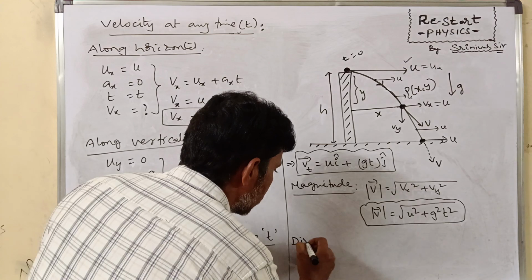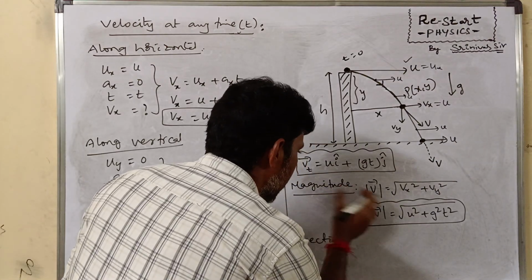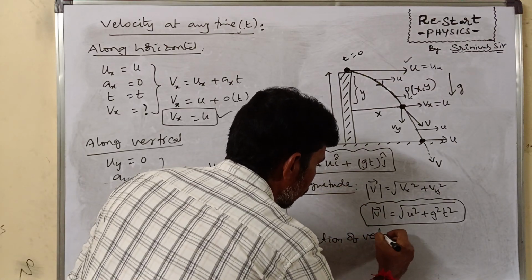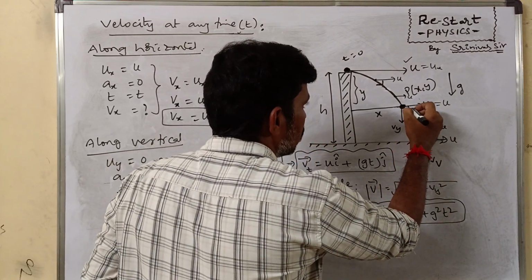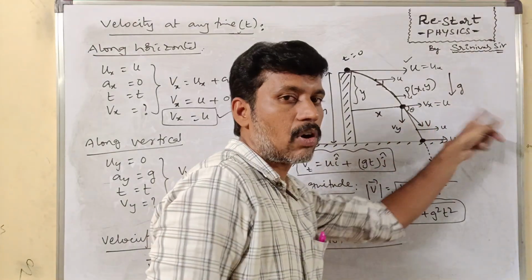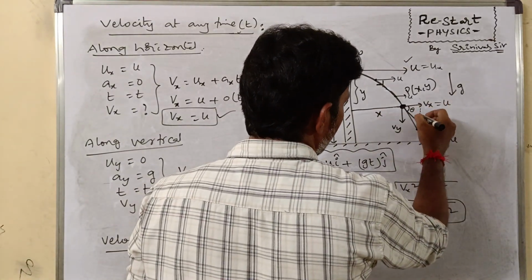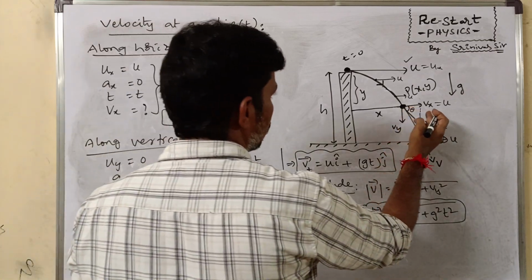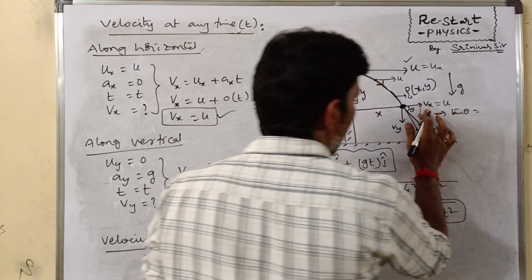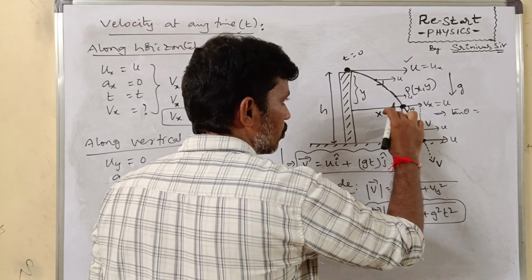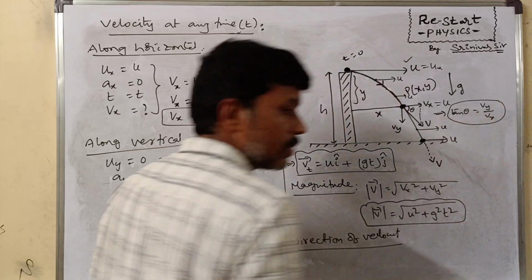Now next, the direction of velocity. Because velocity is a vector, we can find the magnitude and direction. Let us take an angle theta that the velocity makes with the horizontal direction. We can draw like this. Tan theta is equal to opposite by adjacent. Opposite means the vy component, adjacent means the vx component, so vy by vx.